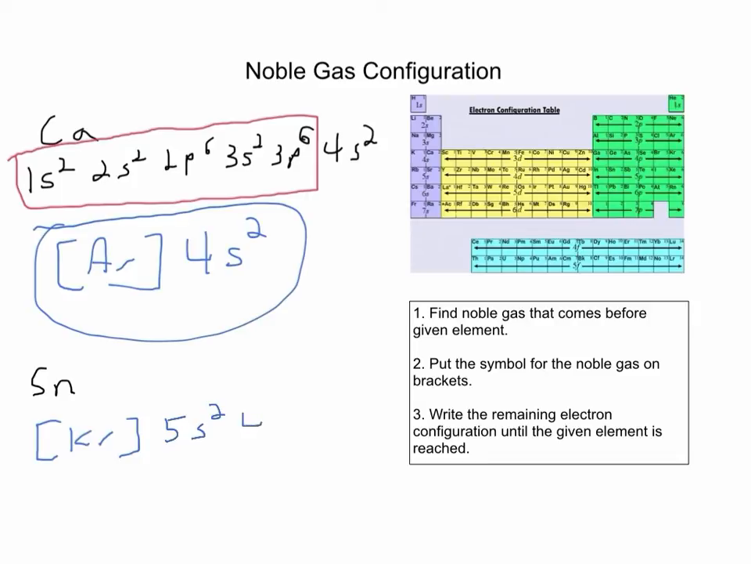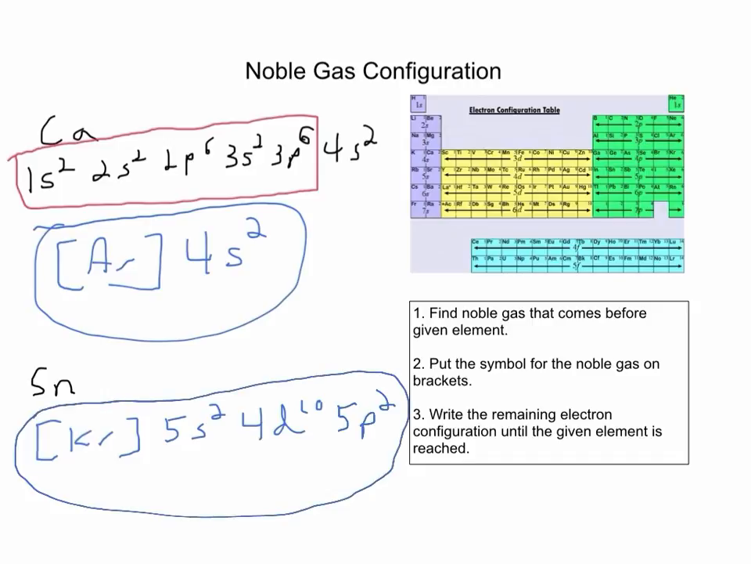Then we have 4d10, because we need to move all the way across this 4d row, and we're still not at 10. And then we have the 5p's, 5p1, 5p2, and we're at 10. So this is going to be our noble gas configuration. Krypton, 5s2, 4d10, 5p2.